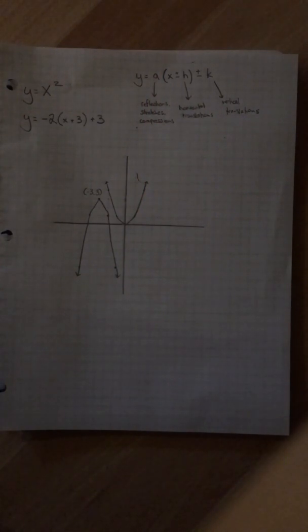And then finally, we have a vertical stretch of 2, which means that we multiplied all the y values by 2.